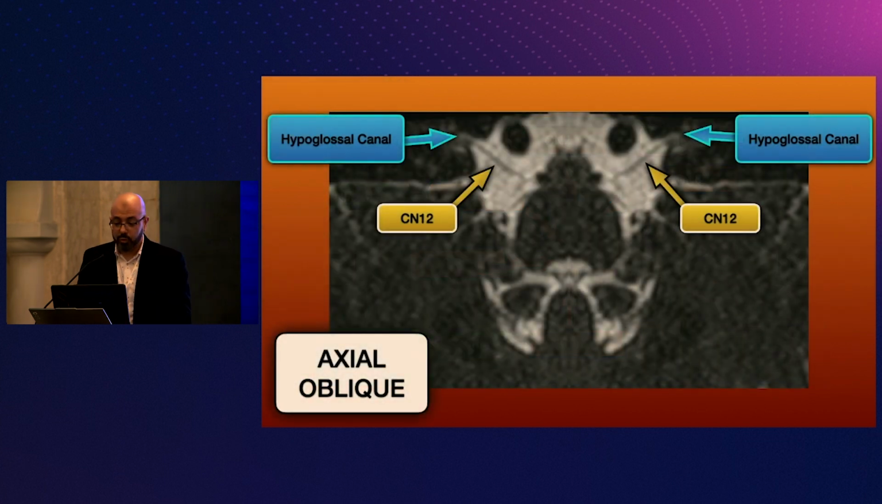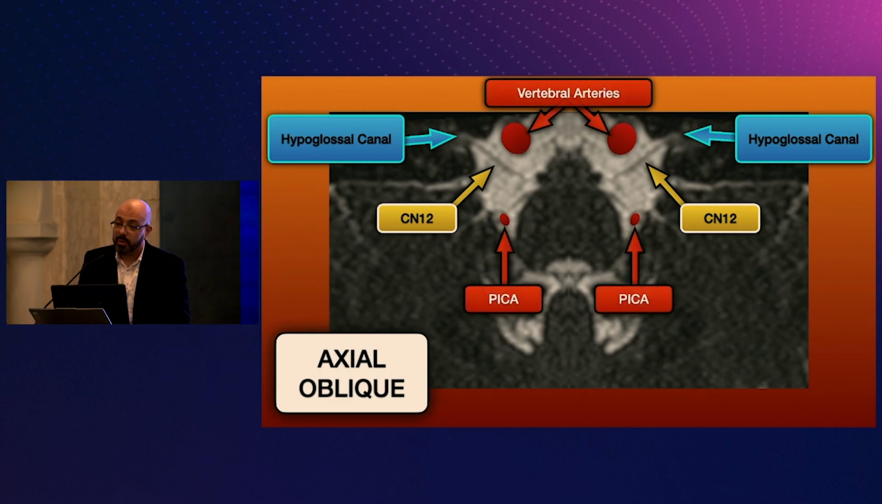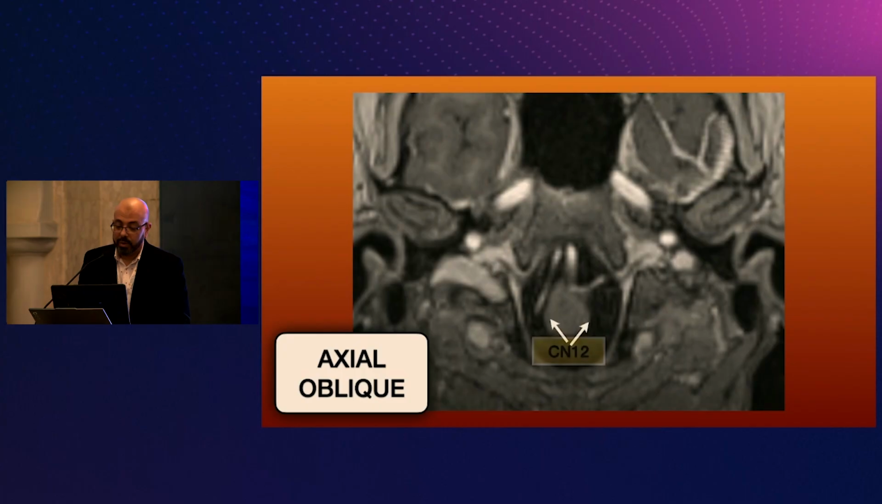If you go lower down, you'll be able to see number 12, that's your hypoglossal nerve. Can you see these two vessels? So these are the PICA and the vertebral arteries. The only nervous structure which passes through this gap is going to be your number 12. And with the post-contrast sequence, this is an MP-RAGE post-GAD, you can see the nerves passing and the venous plexus surrounding both nerves.